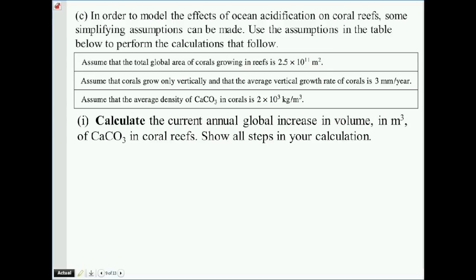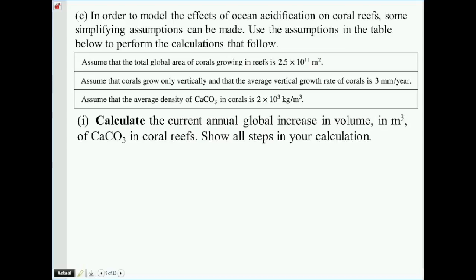So now it says, in order to model the effects of ocean acidification on coral reefs, some assumptions can be made. Use the assumptions in the table below to perform calculations. Okay, so it says assume global area of corals is 2.5 times 10 to the 11 meters squared. Assume that corals only grow vertically. The average vertical growth rate is 3 millimeters a year.